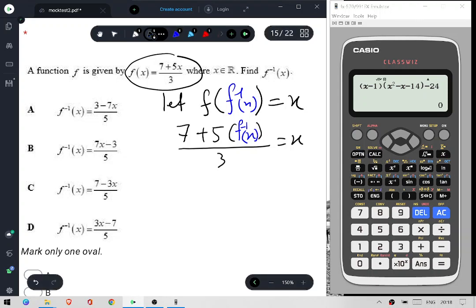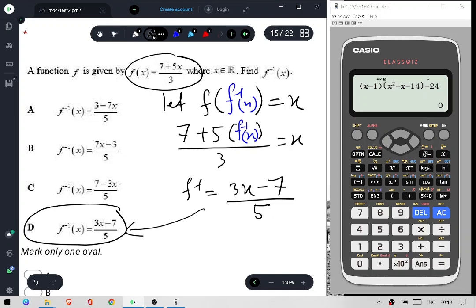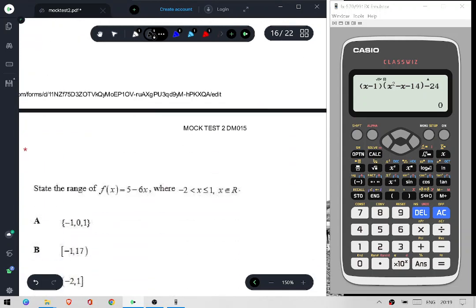Okay, now, how to get f inverse? F inverse is 3x. We bring the 3 over and then minus 7 over 5. So the answer is D. The answer is D. Okay, next.